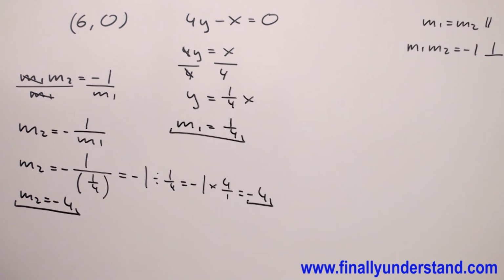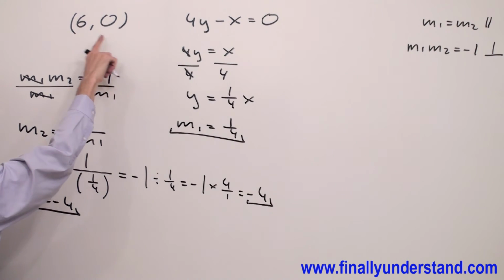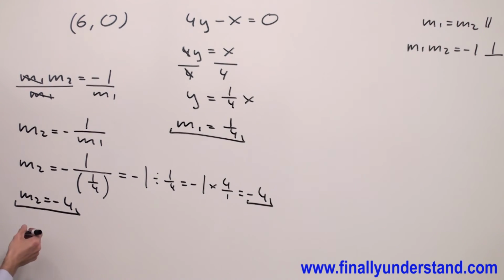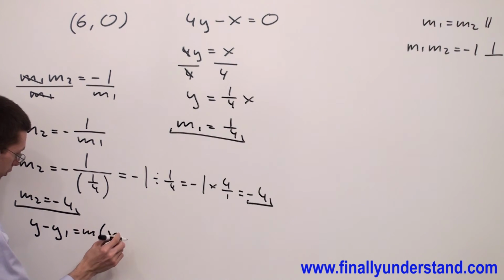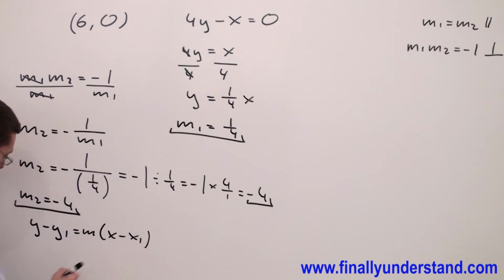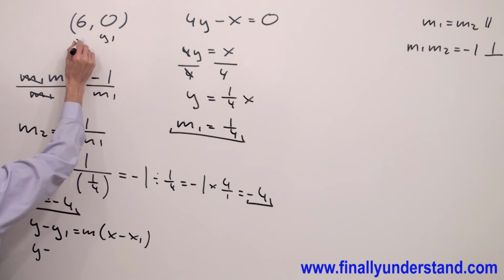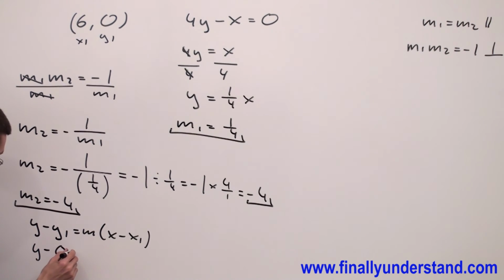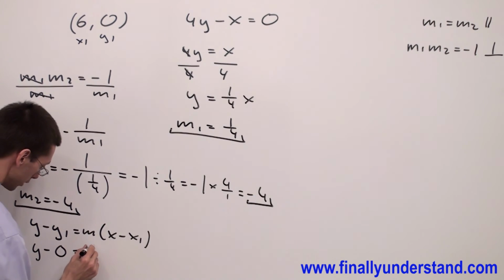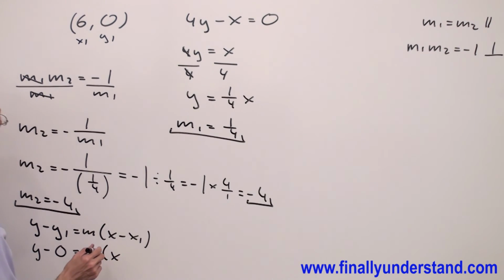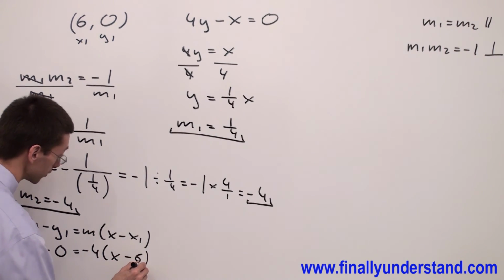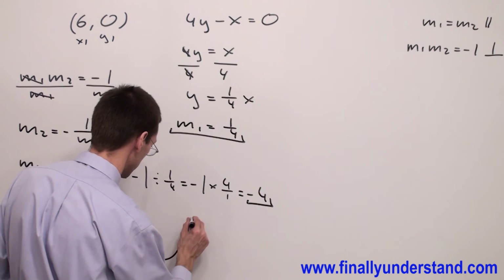Next, I'm supposed to use the point-slope form in order to find the equation of the line which is perpendicular to this line and will pass by this point. So I have y minus y1 equals m times (x minus x1). This is my y1, 0, and this is my x1, 6, so y minus 0 equals -4 times (x minus 6). Okay, I can continue over here.